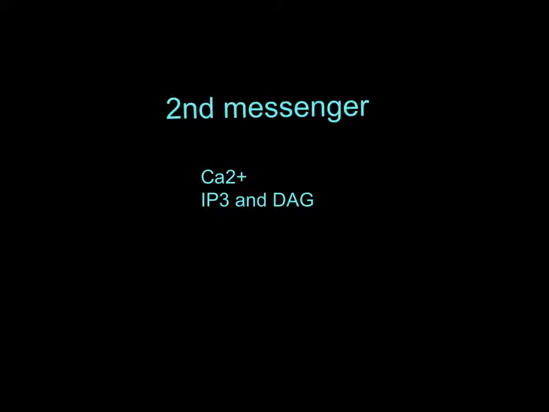For IP3 and DAG, like I said, the GPCR gets activated after it bonds with a ligand. It activates the G protein, and the G protein activates an enzyme. We call this phospholipase C. This enzyme will break down a phospholipid into DAG and IP3. IP3 is a second messenger. Once it bonds with a calcium channel, it will open the channel and allow the calcium to go from a high concentration into a lower concentration. And because calcium is also another second messenger, it can also help to activate another protein, leading to a cellular response.